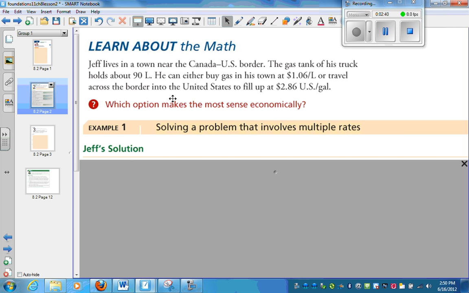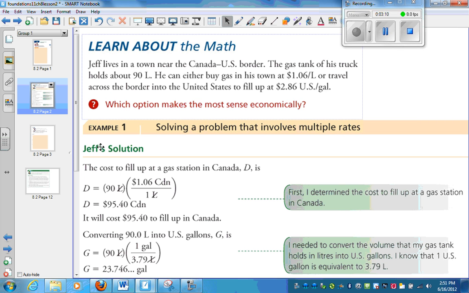Okay, so Jeff lives in a town near the Canada-US border, so maybe he lives in Windsor. The gas tank of his truck holds 90 liters. He can either buy gas in his town at $1.06 per liter, you can tell how dated this question is already, or travel across the border and fill up at $2.86 US per gallon. So which option makes the most sense? So we have a couple conversions too. First of all, we're talking about Canadian money and American money, and then we're talking about liters and gallons. So let's see how Jeff does this.